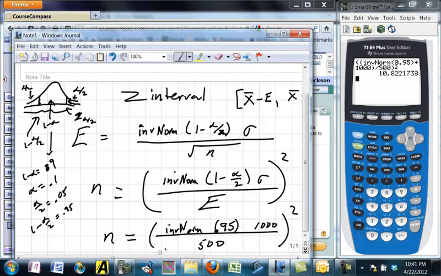About 10.8, 10.822, so you'll round up to 11. Even if this had been 10.1, we would round up to 11.